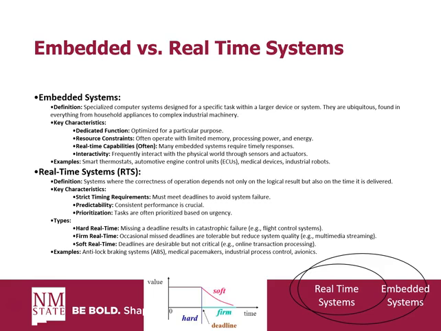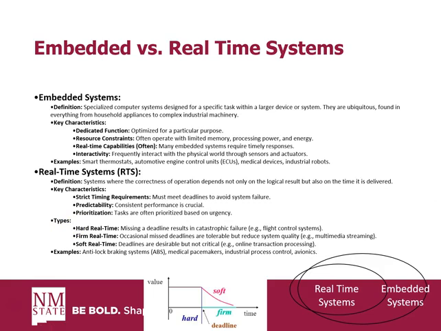Real-time systems can also be further categorized. Hard real-time: missing a deadline is catastrophic, like in a flight control system. Firm real-time: occasional missed deadlines are tolerable but reduce quality, like multimedia streaming. Soft real-time: deadlines are desirable but not critical, like online transaction processing. Examples include anti-lock braking systems, medical pacemakers, industrial process control, and many others.